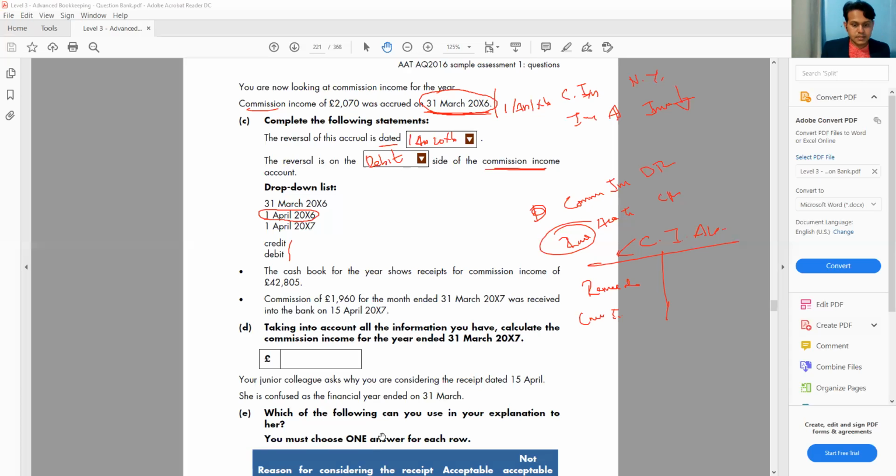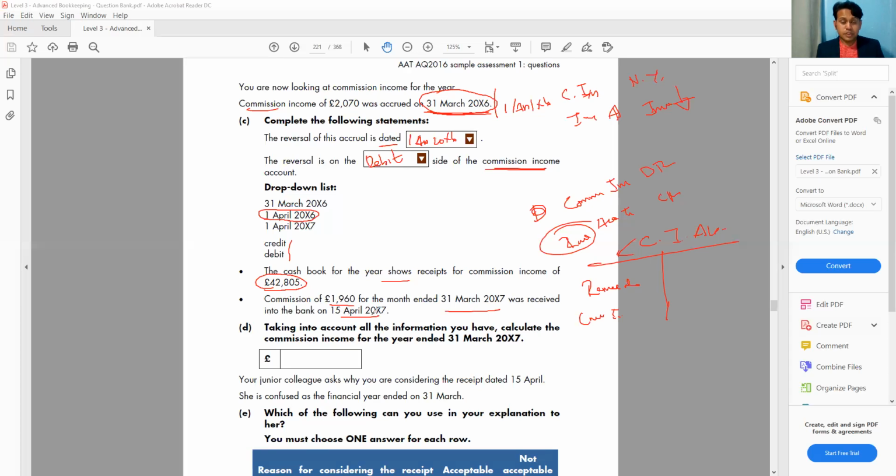Here, the next point says the cash book for the year shows receipt for the commission income is 42,805. So the cash book is saying we received a total of 42,805 pounds on our cash book. Commission of 1960 for the month ended 31st of March 2007 was received into the bank 15 April.